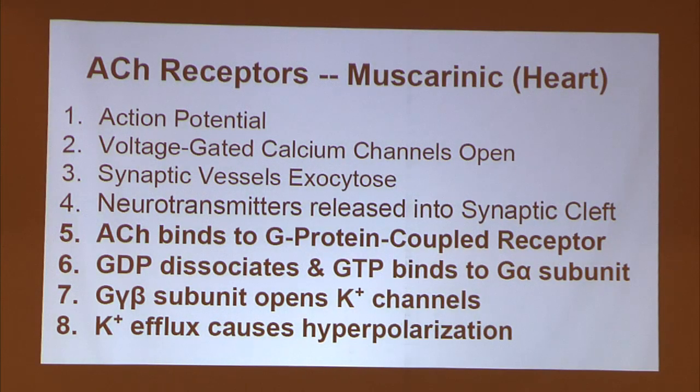Okay, so this is what occurs at a muscarinic receptor, specifically the one in the heart. The action potential occurs on the neuron, voltage gated channels open, calcium flows in, and neurotransmitters are then released from the vesicles. Then the ACh is going to bind to the G protein coupled receptor, a receptor that's next to a G protein. GDP is dissociating, and GTP binds to the G alpha subunit of that G protein. And then the G gamma and beta subunits are going to be the ones that are activating a potassium channel.